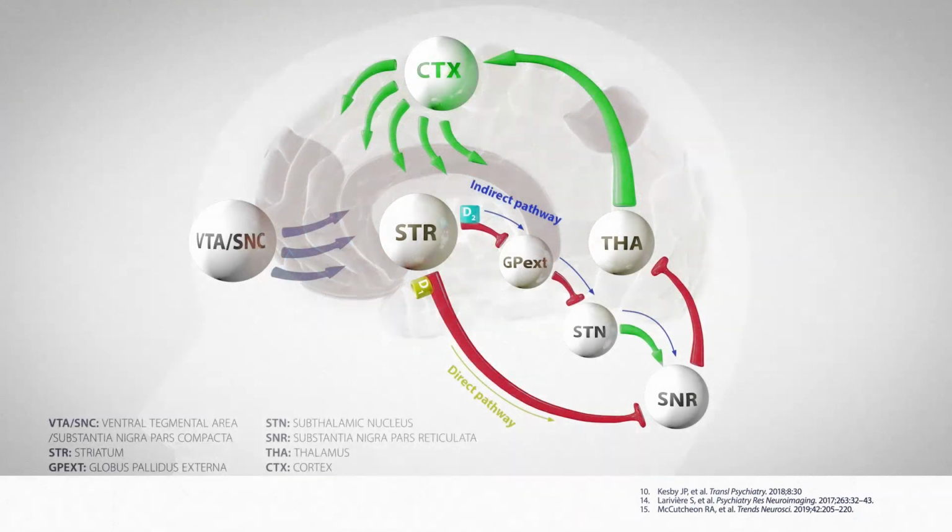Corticostriatal signaling within the mesocortical pathway is associated with insight and expression, and nigrostriatal signaling between the striatum and the substantia nigra is linked to the attribution of salience to stimuli. In patients with schizophrenia, dopamine levels are increased in the striatum, increasing stimulatory effects on dopamine D1 receptors and inhibitory effects on dopamine D2 receptors.